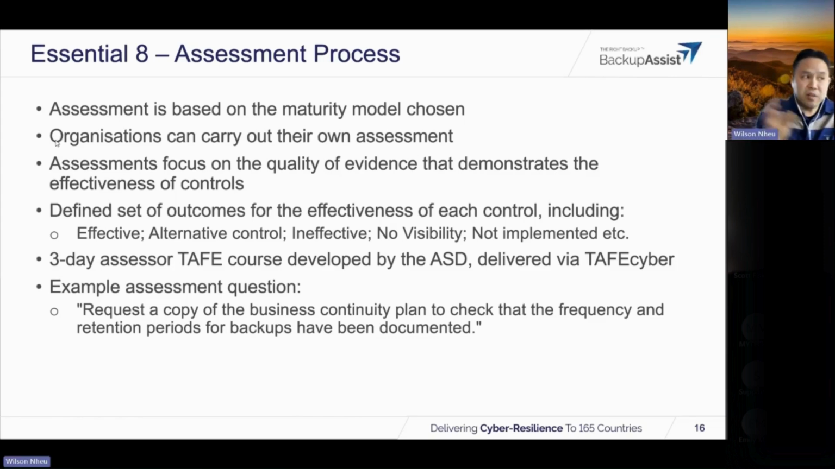So organizations can carry out their own assessment. The actual assessment process is defined, is published, and you can actually go through that. The assessment is focused on the quality of evidence that demonstrates how effective your controls are. And there's actually vocabulary defined for how to mark things. You can mark it as effective, ineffective, alternative control, which means that there's another control that actually covers this, no visibility, not implemented, etc.